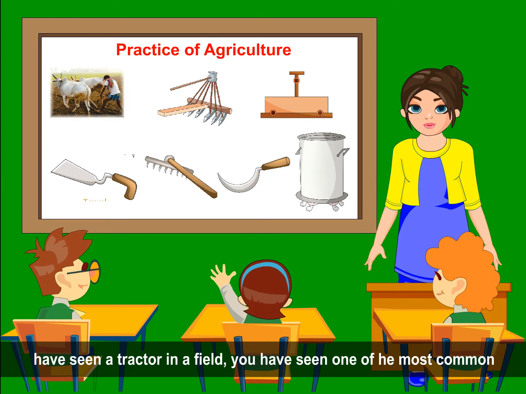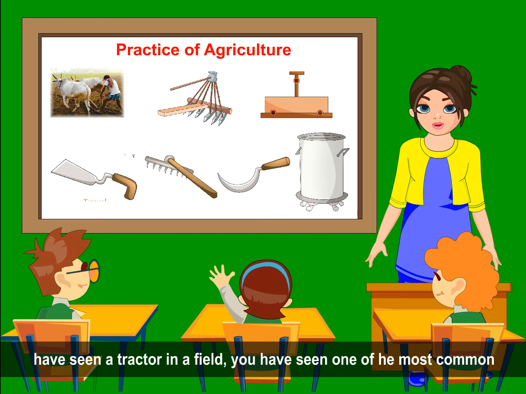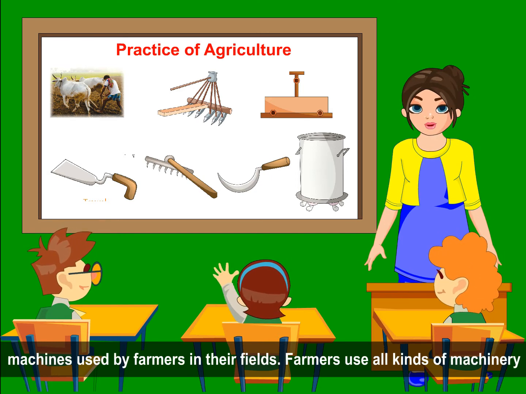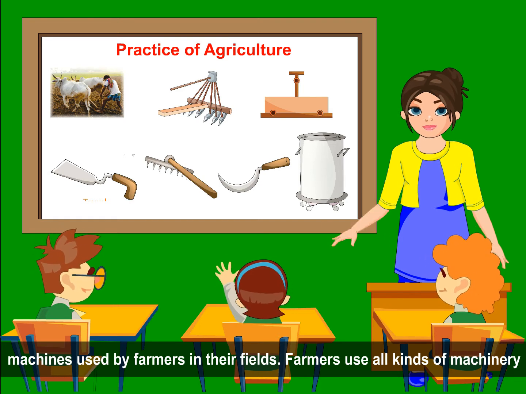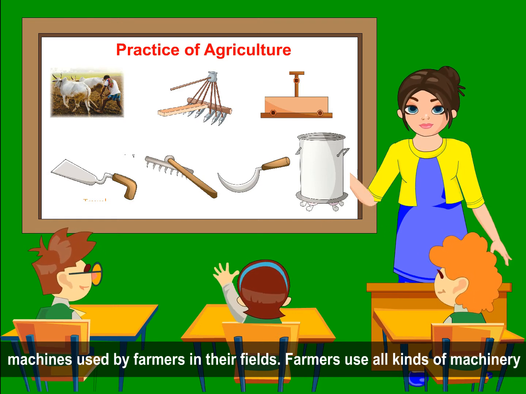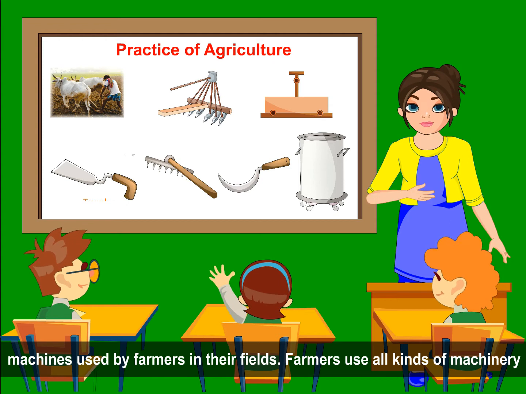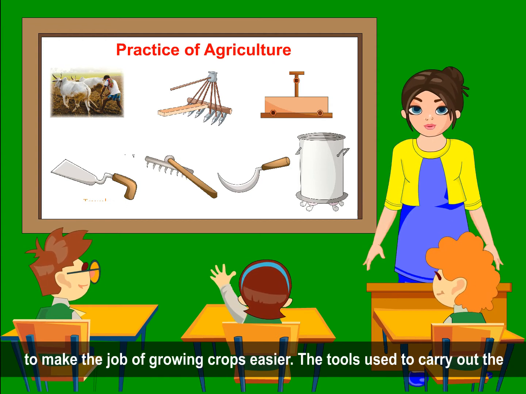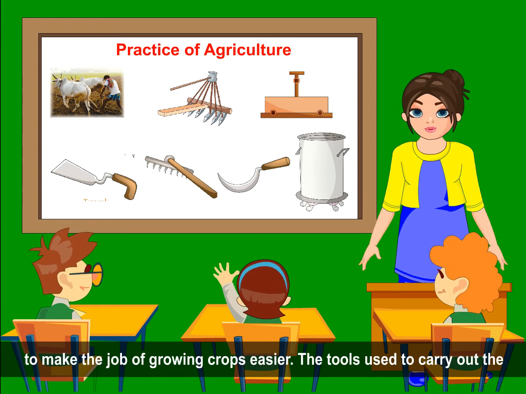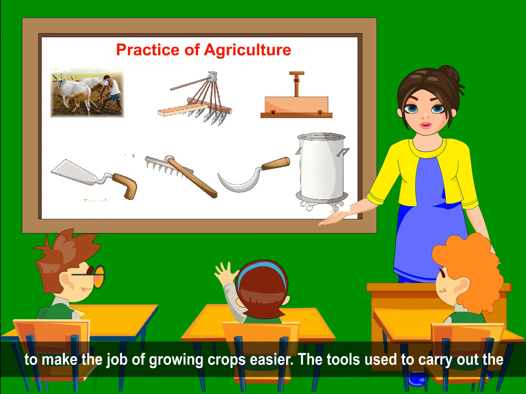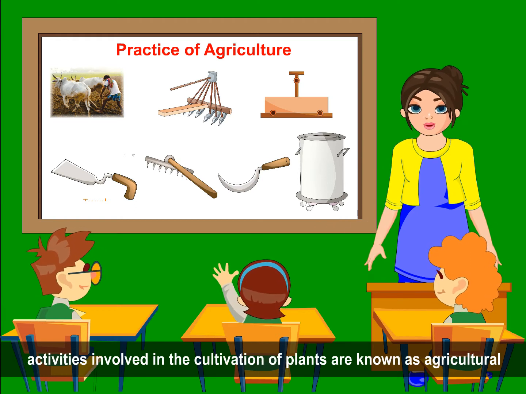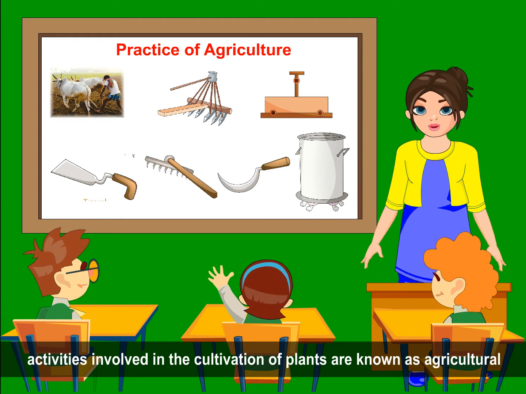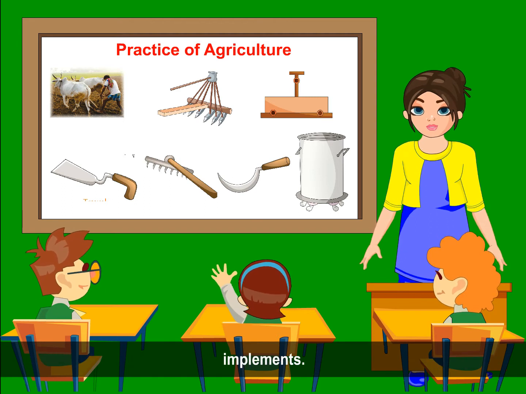If you see a tractor in a field, you have seen one of the most common machines used by farmers in their fields. Farmers use all kinds of machinery to make the job of growing crops easier. The tools used to carry out the activities involved in the cultivation of plants are known as agricultural implements.